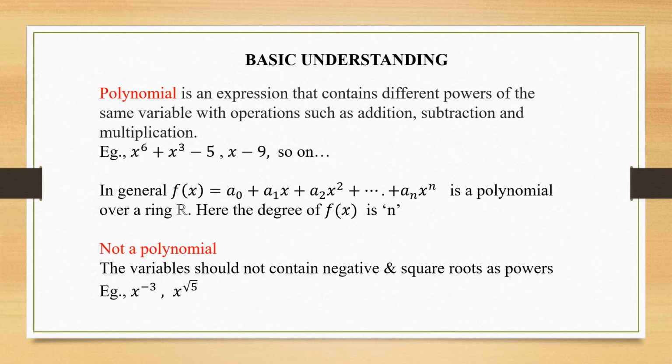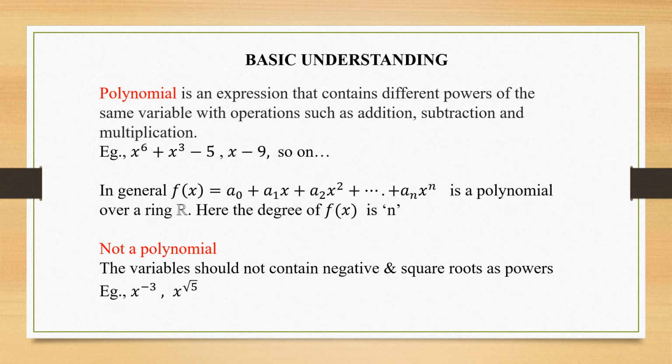Now, can you tell me the degree of the first example? What is the highest power? 3 is there, 6 is there. So, I will choose only 6. So, the degree of this first equation is 6. Now, let me move on to the second example. x minus 9 is given. What is the degree of this equation? The degree of this equation is 1. Clear? Right. Now you understood what a polynomial is.